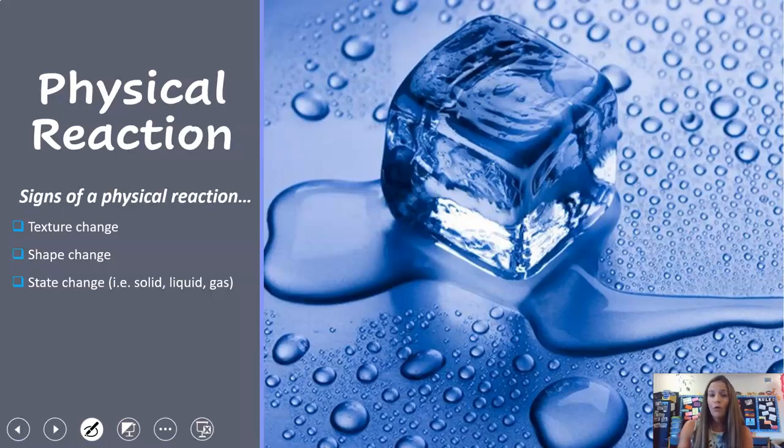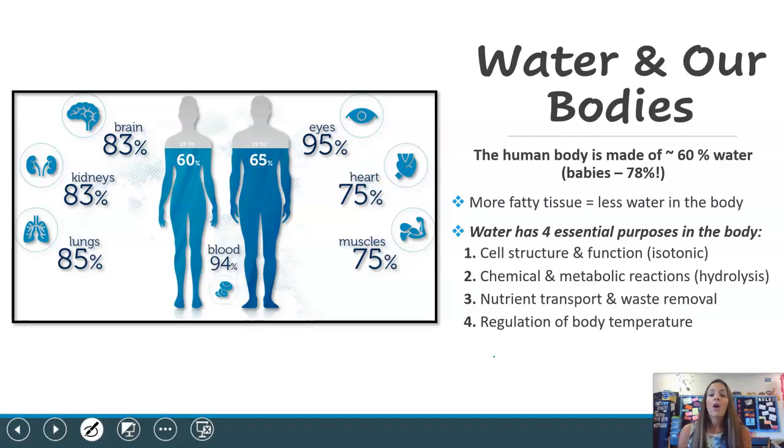So water is what we typically think of when we think about physical reactions. And this is relating to things like a texture change, a shape change, or a state, solid, liquid, gas of water. Water is super important for our bodies. Our body's actually made of roughly 60% water. Babies, believe it or not, are made of almost 78% water. So gradually as we get older, we have less water overall in our body. And there's 4 essential purposes for water in the body. So cell structure and function, chemical metabolic reactions, nutrient transport, waste removal, and then really important to regulate our body temperature.